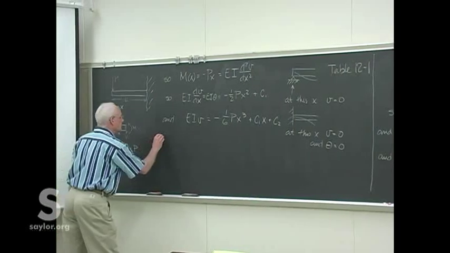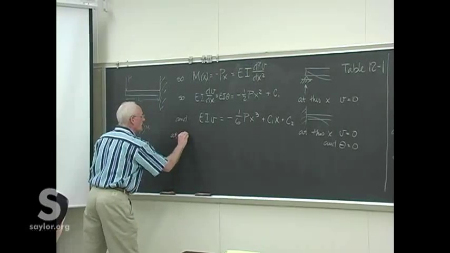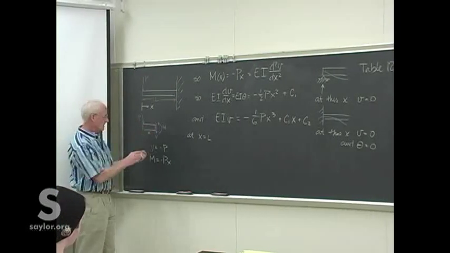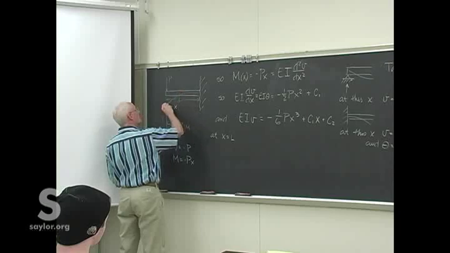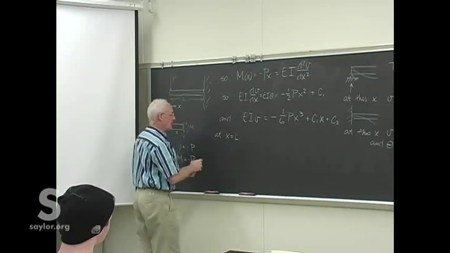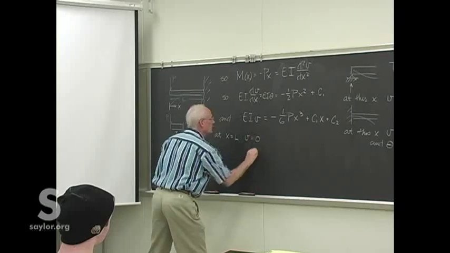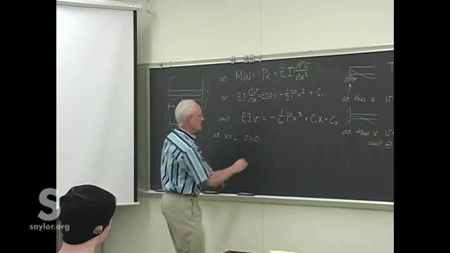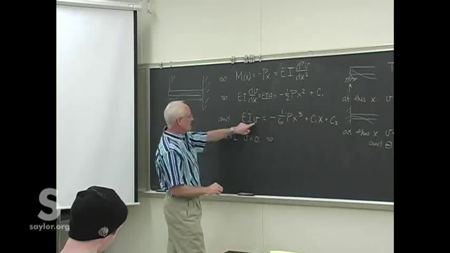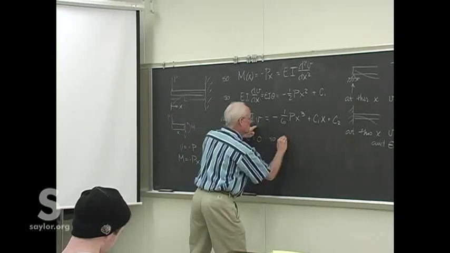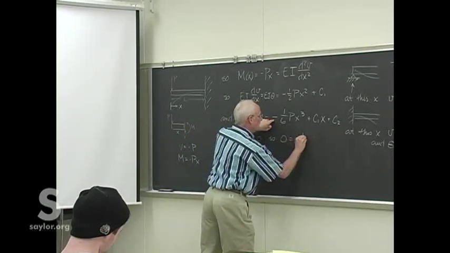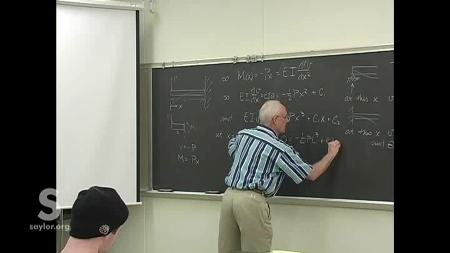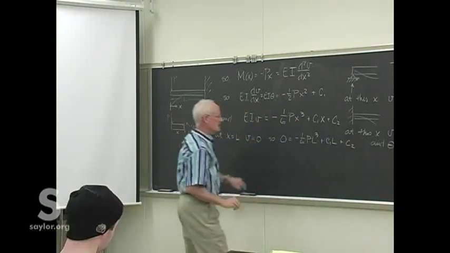of the boundary conditions. So let's see, at x equals L, the deflection of the beam, we know it's going to curve something like that, but it's not going to deflect any at that point. So we'll know that v equals 0 at x equals L. So we'll put this in here. So v is going to be 0 at this point, so 0 equals, and then I put L in, I got minus 1/6 PL cubed plus C1L plus C2.